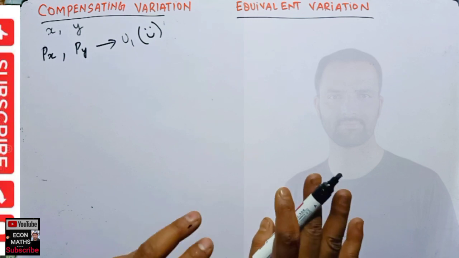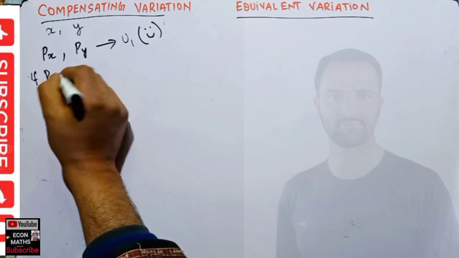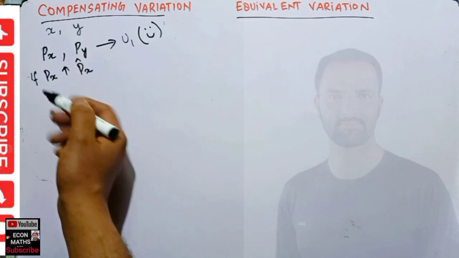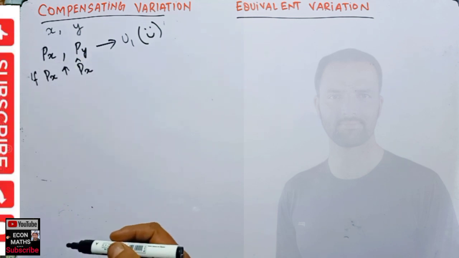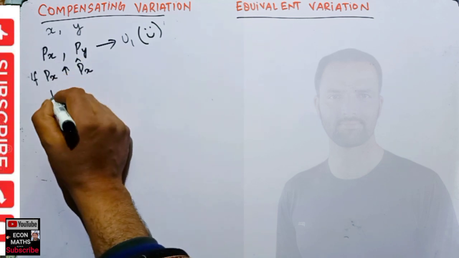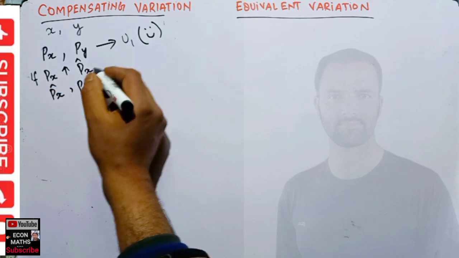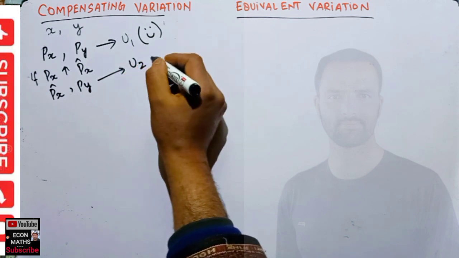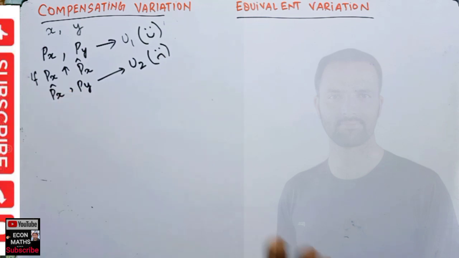Okay, clear? Now let us see what happens if the price of X increases to Px hat. We assume the price of good X has increased to Px hat. So with Px hat and Py, let us say the consumer is getting U2 level of utility. Obviously he will not be happy because the price of X has increased.